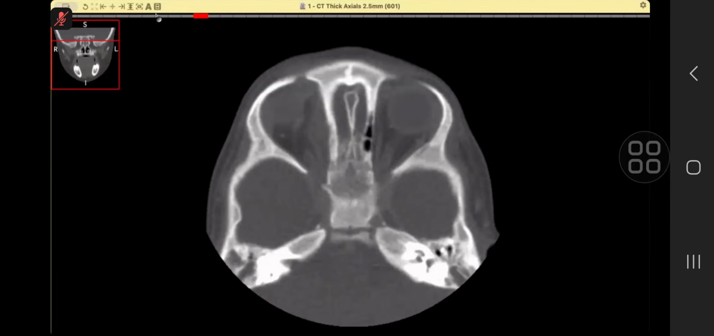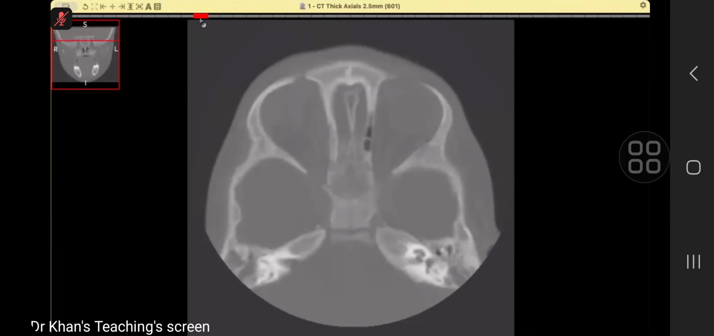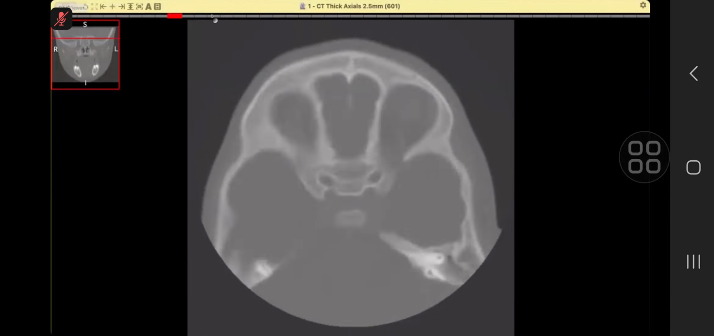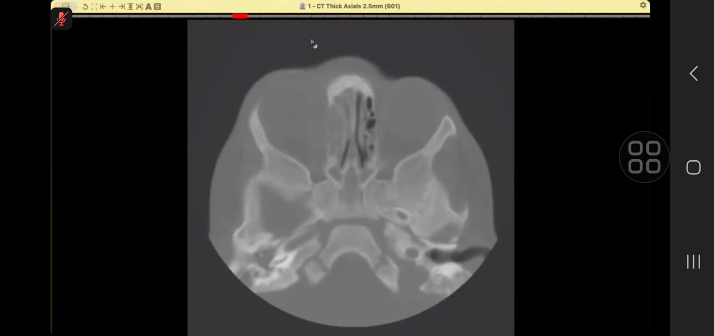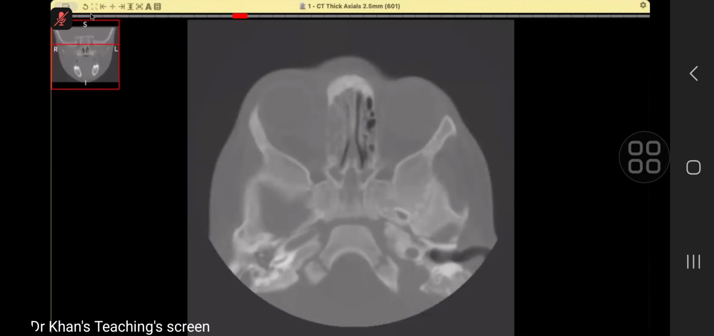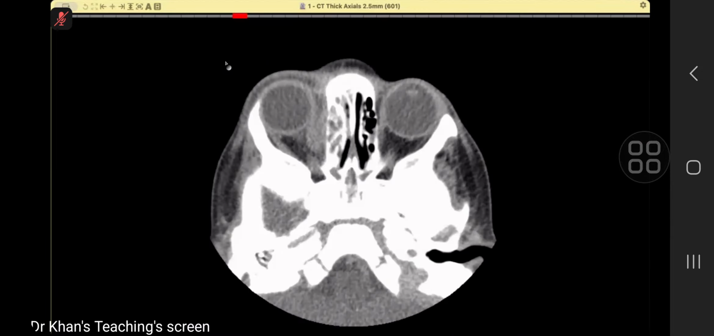I can also see the opacification of the right ethmoid as well as the... Sorry, I think I changed the window. Okay, leave it. I'll set it for you. Over to you.